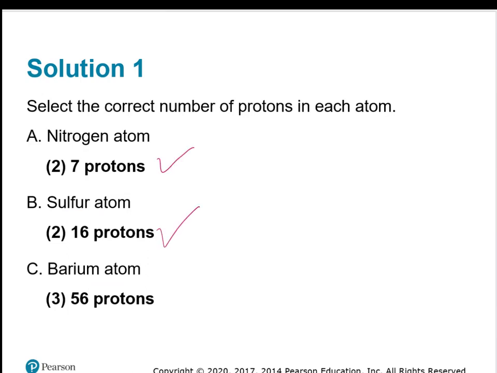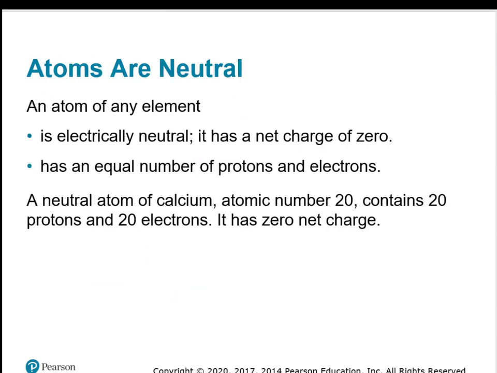Hopefully you chose 7, 16, and 56. Now all atoms are neutral. Any atom of any element is electrically neutral, which means it has a net charge of 0, which also means it has an equal number of protons and electrons.